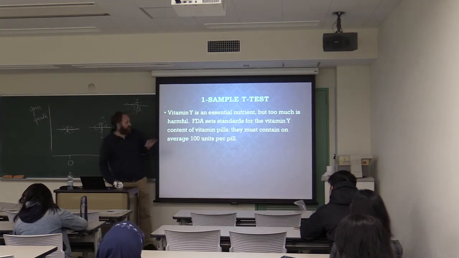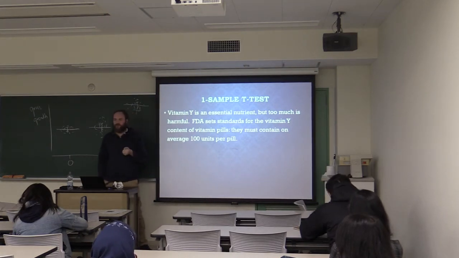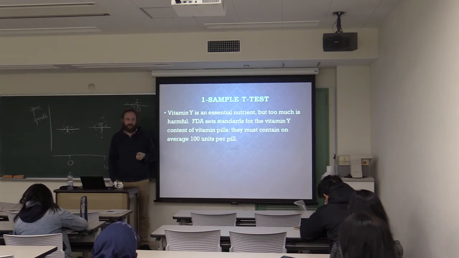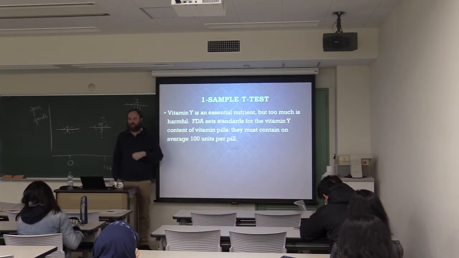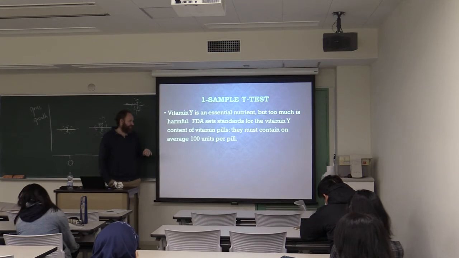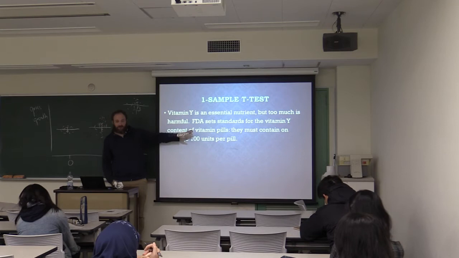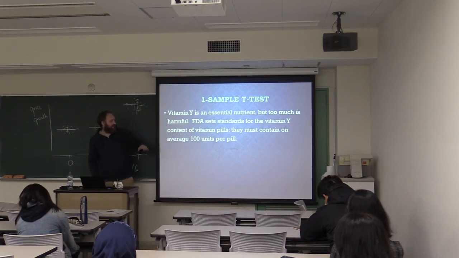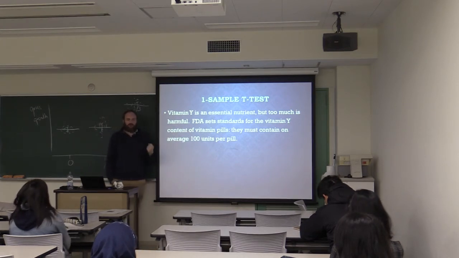So, let's imagine that we've got this vitamin Y, okay? And it's an essential vitamin, right? It's really important. But too much of it's harmful, right? So your body needs it, but if you have too much, you'll get sick. So the FDA, or the Japanese equivalent of the FDA, sets standards for vitamin Y content of vitamin pills, okay? And the vitamin pills have to contain, on average, 100 units. So what we say is the pills have to have an average of 100 units.